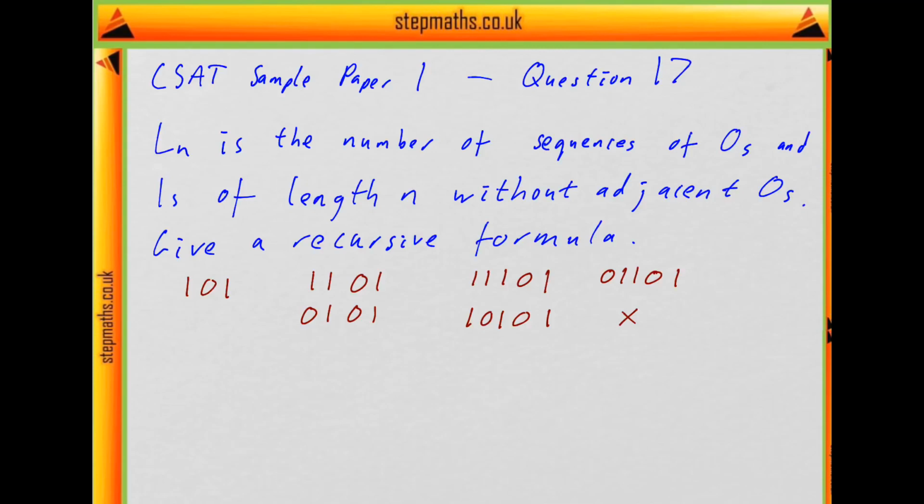I think the easiest way is, instead of going for this directly, invent 2 new numbers, one of which counts the number of sequences of zeros and ones of length n without adjacent zeros that start with 1, so this case, and another one that counts the same thing but starting with 0, because then ln will just be the sum of those 2.